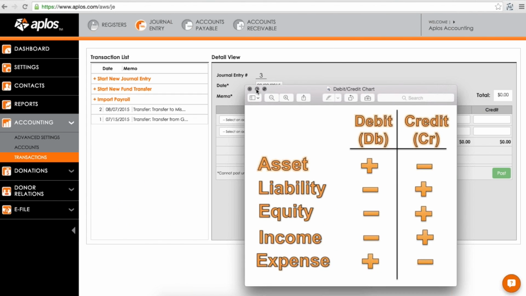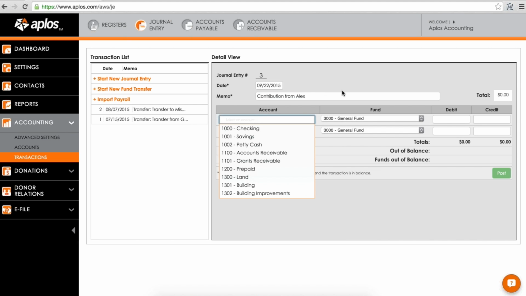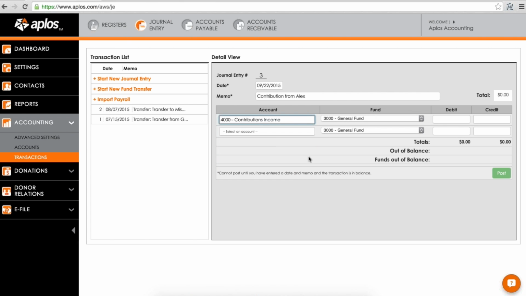So I'm just going to minimize this for a second here. Let's say that today I'm going to receive a contribution from Alex. I'm going to donate money to myself. What's happening is I'm going to record that I'm going to pick one of my income accounts, so contributions income, and this is going to go into my, let's say, the missions fund.